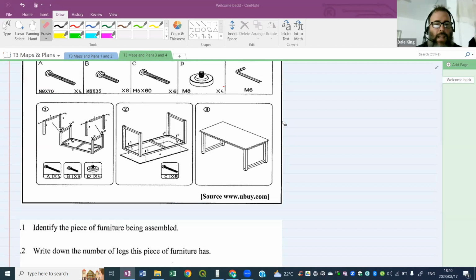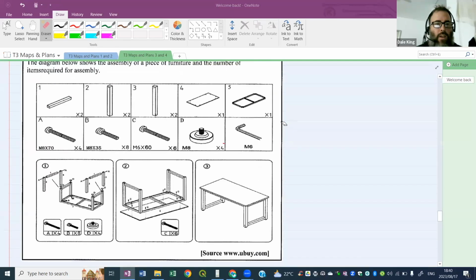Question number 2. Write down the number of legs this piece of furniture has. So you have to know what a leg is. All right. I see 4. I see 6. Now I've got to be careful because I got caught out last time. I see 4s and lots of 6s. But the leg of a table, as I understand it, ladies and gentlemen, is this vertical part. If I look at the final step 3 diagram, it's this vertical part here, right? Some tables have this cross piece here. They do, and some do not.